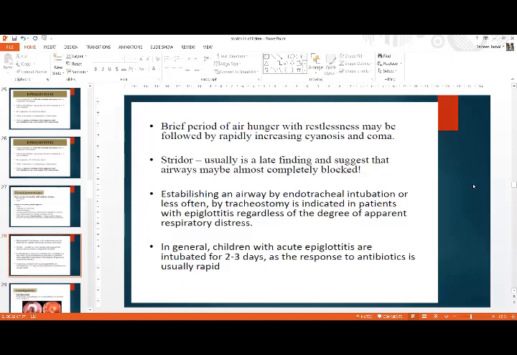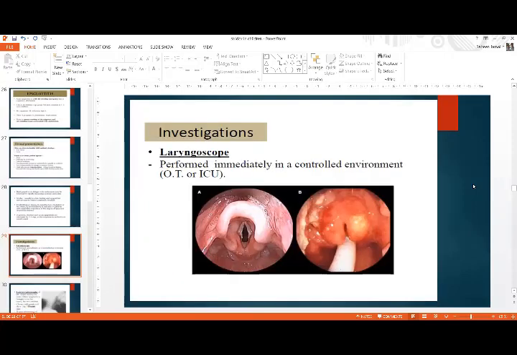In general, these children are intubated for 2 to 3 days, as the response to antibiotics is very rapid. I think these children should not be examined in the emergency room or in the ward. They should be examined in the ICU setup or in the theater, where you have an experienced person with you and there is a facility available for intubation. And in this setup, we will go for an endoscopic examination.